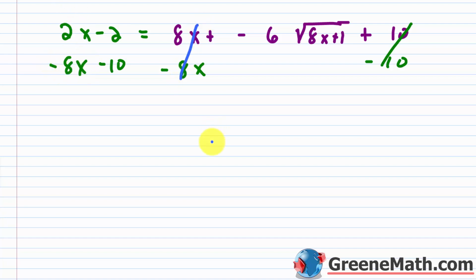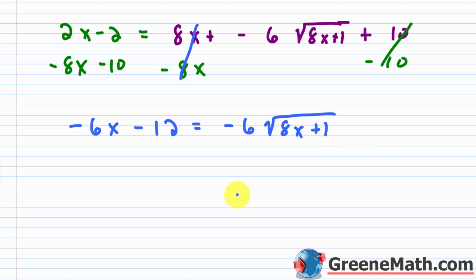On the left side, 2x minus 8x is going to be negative 6x. Then negative 2 minus 10 is minus 12. And this is equal to your negative 6 times the square root of 8x plus 1. Now, you have a number, which is negative 6, that is multiplying your radical. At this point, you can square both sides as it is, but to make it simpler, we're going to divide both sides by negative 6.